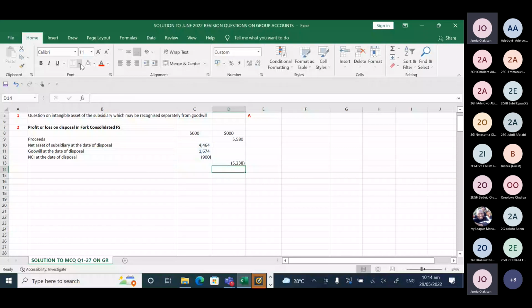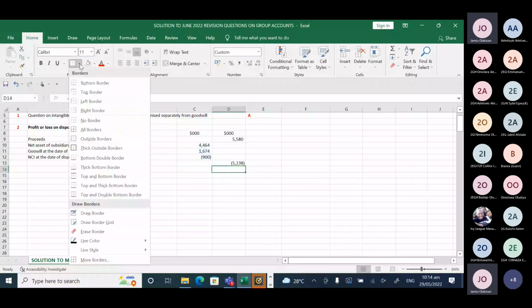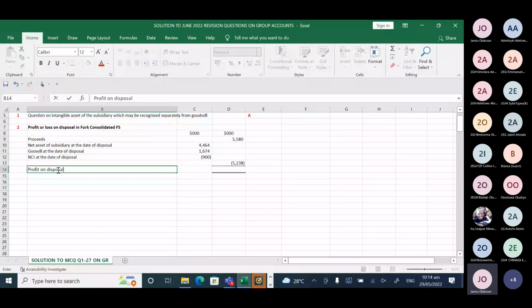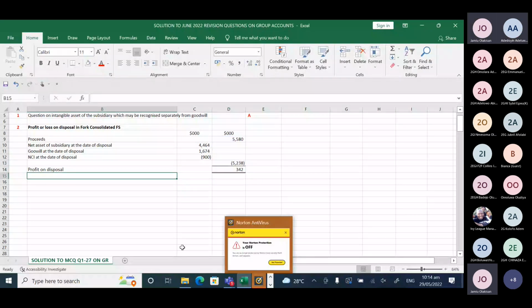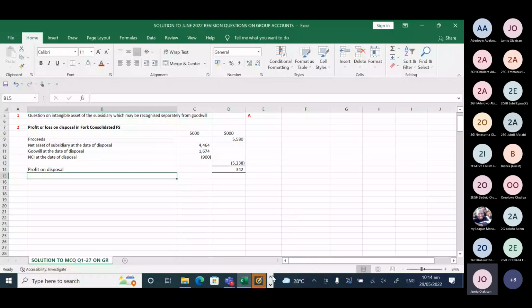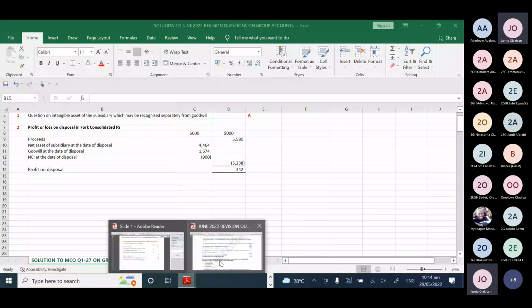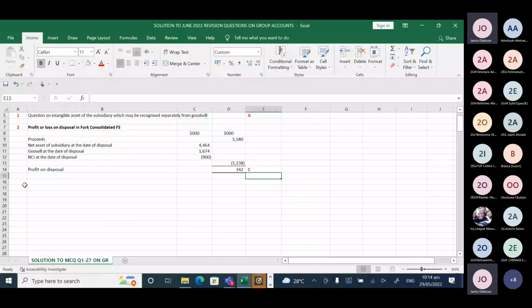Then the net result is going to be profit on disposal. 324. Right? 342 rather. Which is this figure and this figure. Do we have that as an option? Yes. Is it one of our options? Yeah, 342. I think it's C. Option C. It becomes another thing entirely if what you have calculated is not there. I'm sure you'll be thrown off balance if that happens.